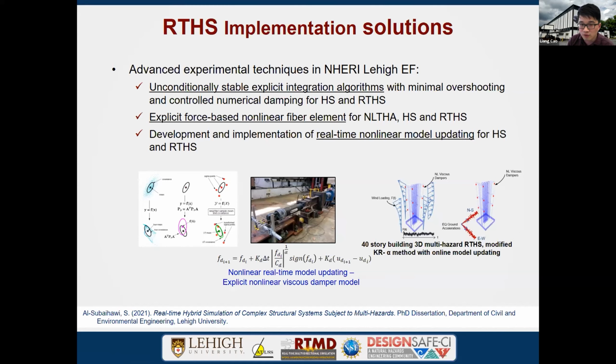So what we can do is use the limited physical dampers and numerically model the other dampers in the analytical substructures. And based on the response of the physical dampers in the lab, we can do real-time online model updating for the numerical damping systems, which can predict structural vibrations more precisely. I'm going to show you an example later.